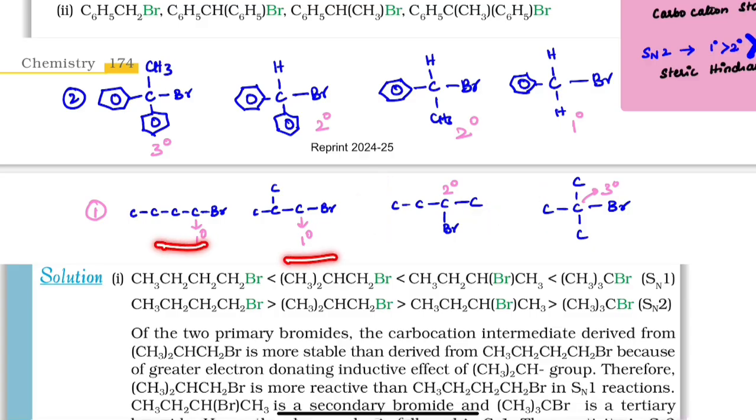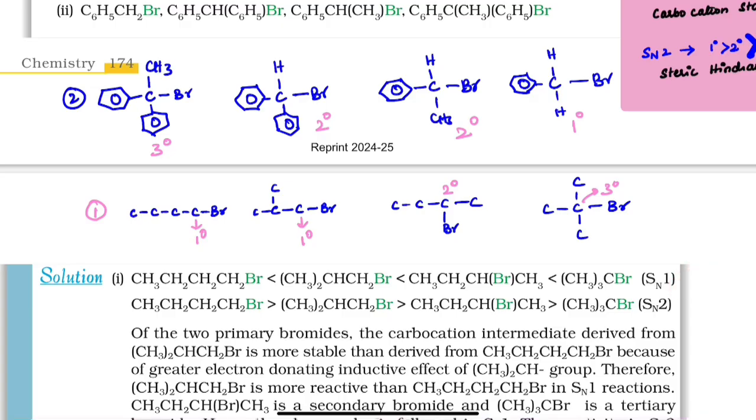In these two we are going to compare. Both are primary carbon atoms. But here you can see, since there is a branch over here, the inductive effect will be more here. Because of more inductive effect, the stability of carbocation also will be more. Therefore, this will show more rate of reaction for SN1 compared to this. So this is 1, this is 2, this is 3, and this is 4. That is what the order is given here.